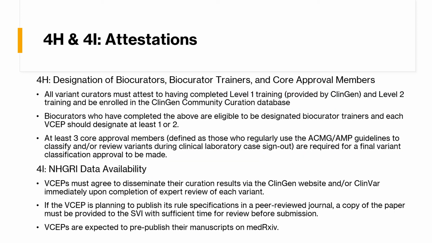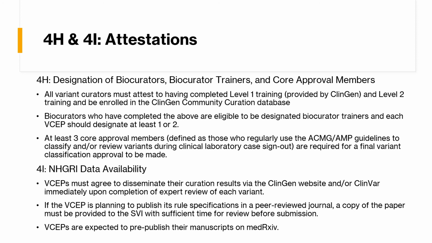For Section 4H, you'll need to ensure that anyone who plans to curate, both biocurators and experts, have completed and attested to variant curation training and are enrolled in the ClinGen Community Curation Database. Anyone who has completed this process is eligible to train new biocurators, so you'll want to designate 2 or 3 biocurator trainers for this on your application.